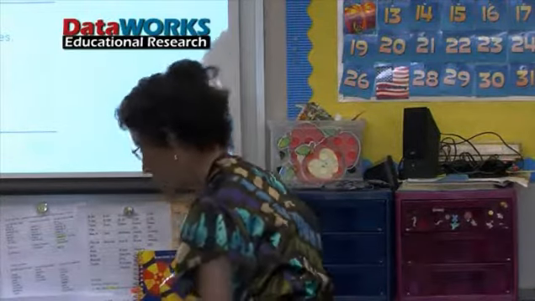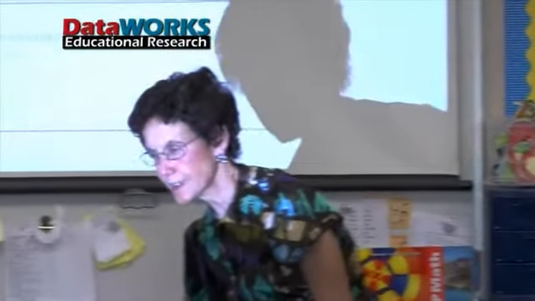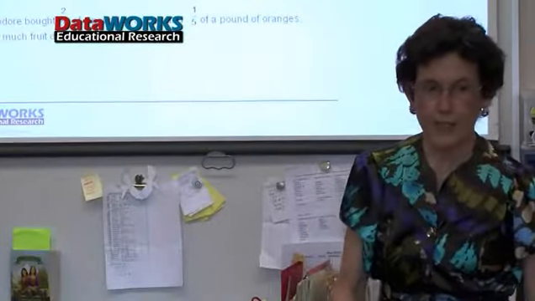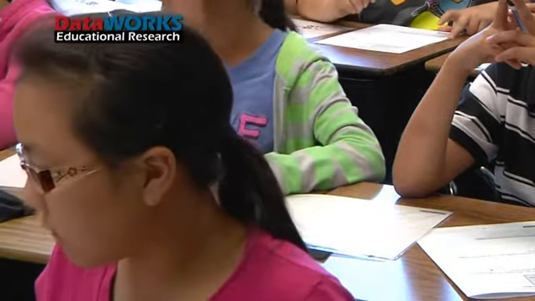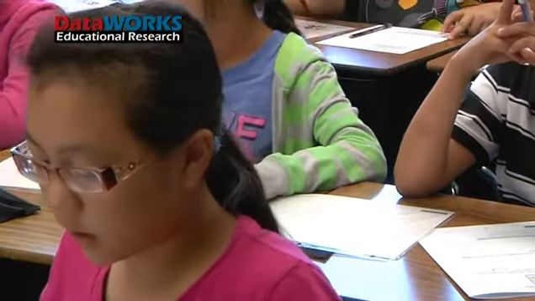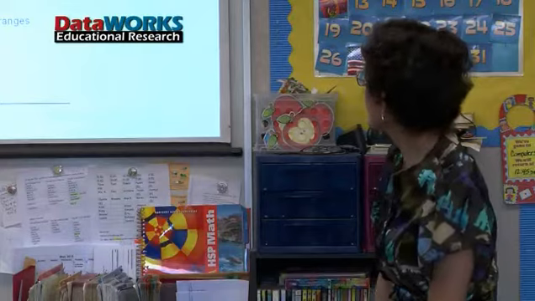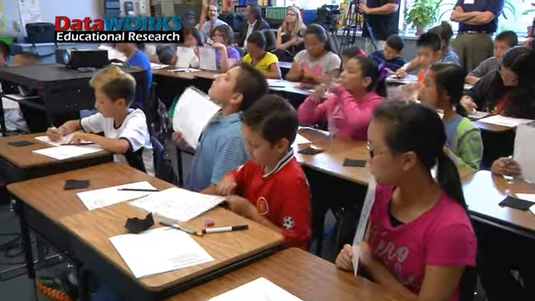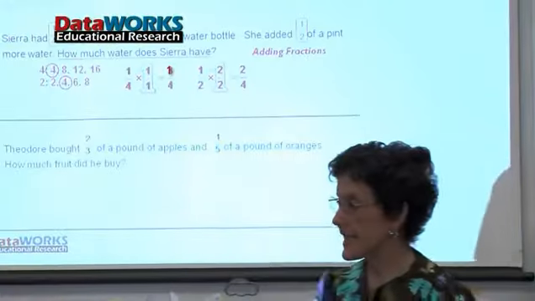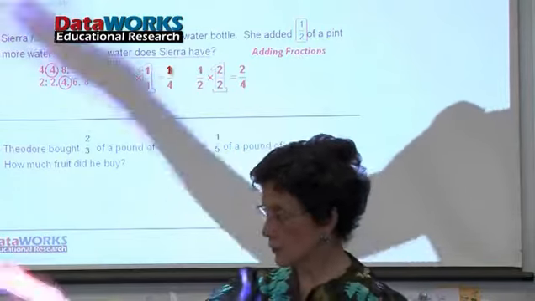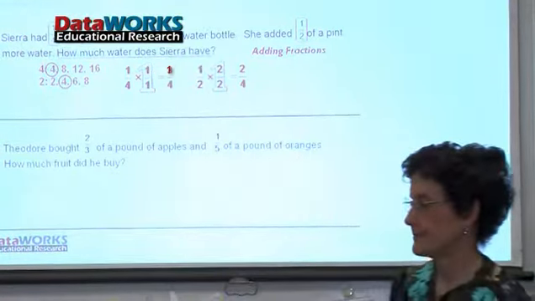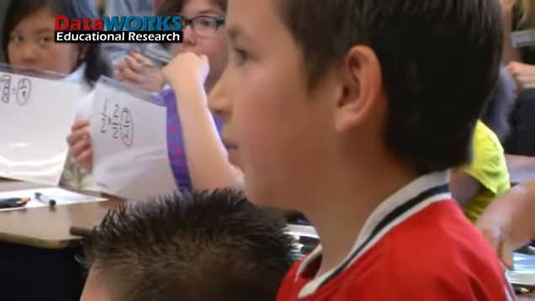Go ahead and talk to your partner and tell your partner how you create your equivalent fractions. A, go first. I got my equivalent fraction because 1/2 times 2/2 equals 2/4. Show me your whiteboard, please. I see that you have 2/4. How did you do that? I put 2/2 because it's the same thing as 1/2.